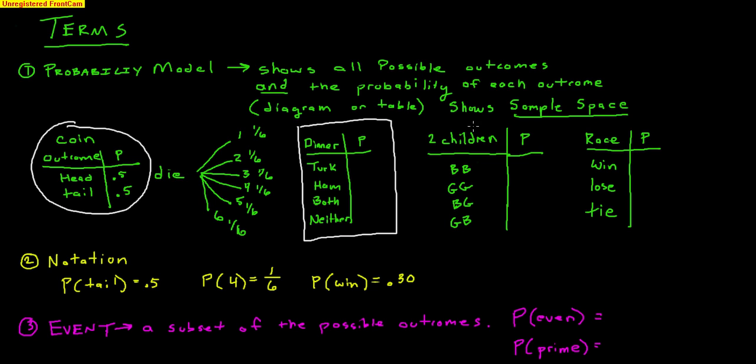All right, and then here's another example I thought about. If a husband and wife have two children, what could happen for those two children? Well, they could have a boy and a boy. They could have a boy and a girl, a boy first, then a girl, or they could have a girl first, then a boy.